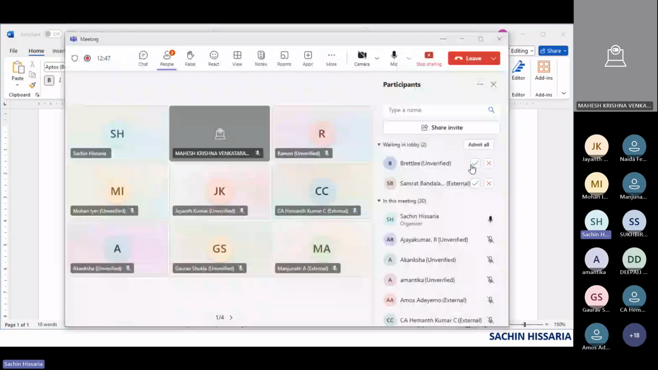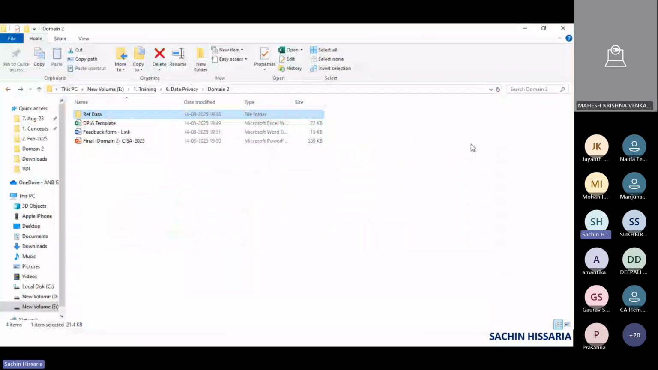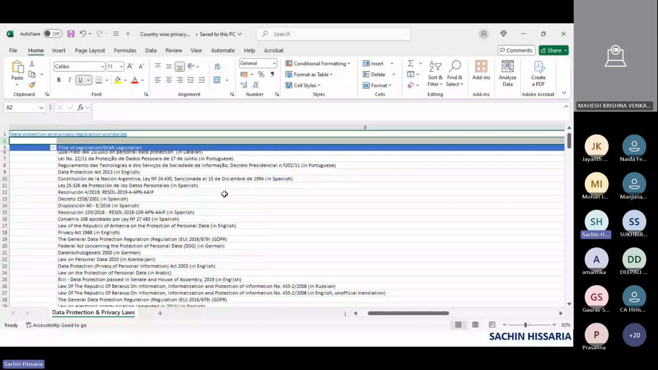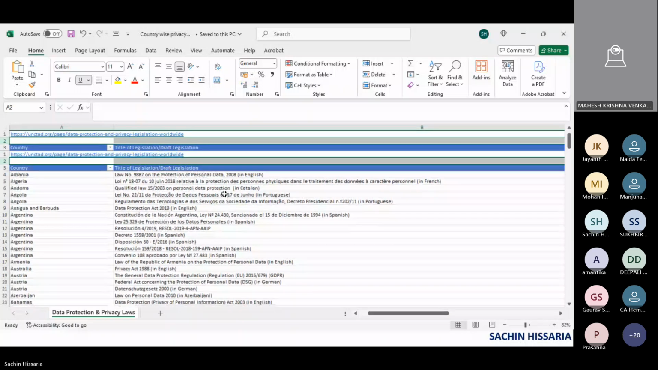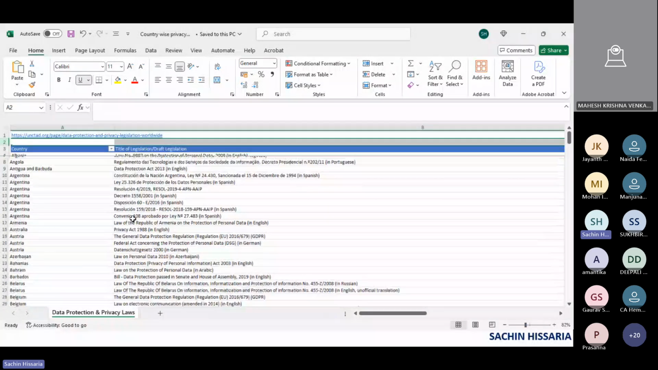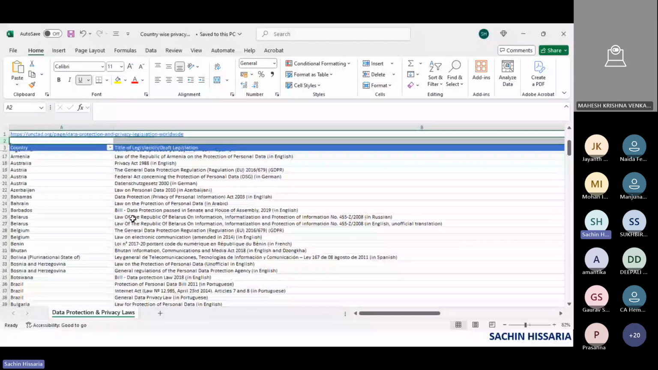Generally when we talk about data privacy, every country has their own data privacy law. Let me show you an Excel sheet so that you get an idea. Here I have prepared an Excel sheet where you can see country wise what data privacy law they are following.